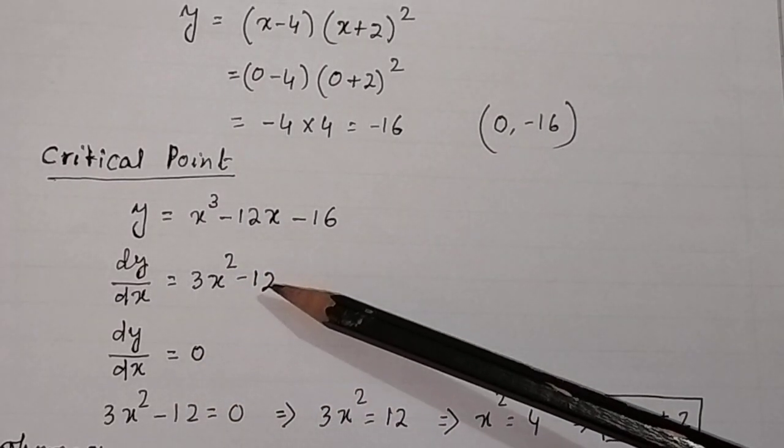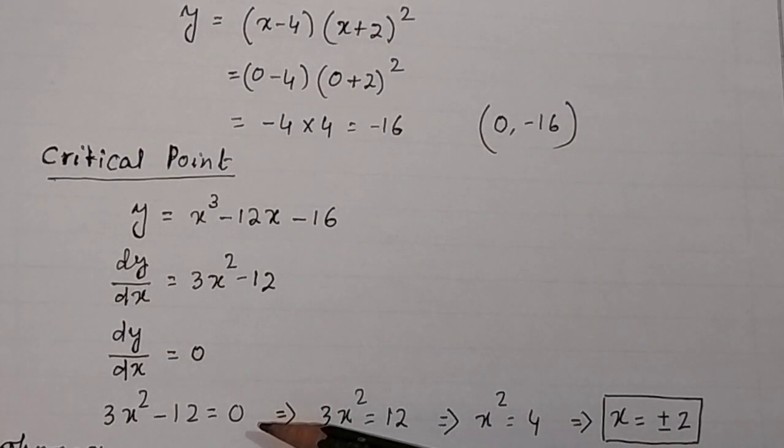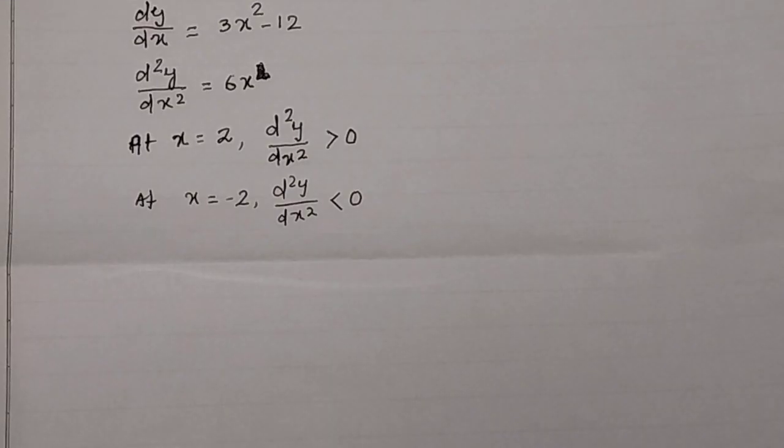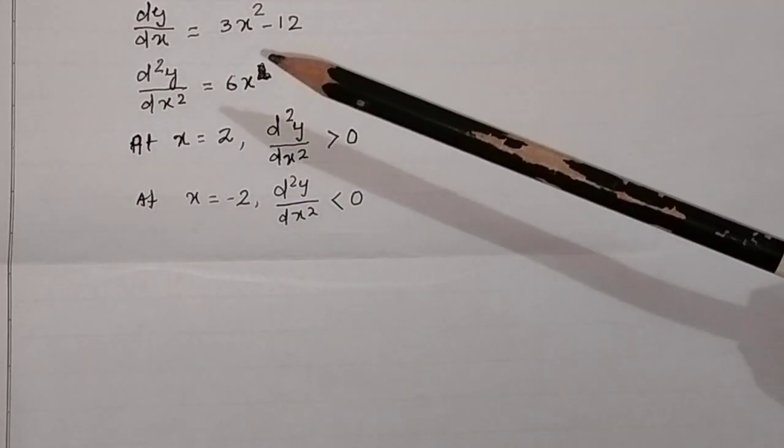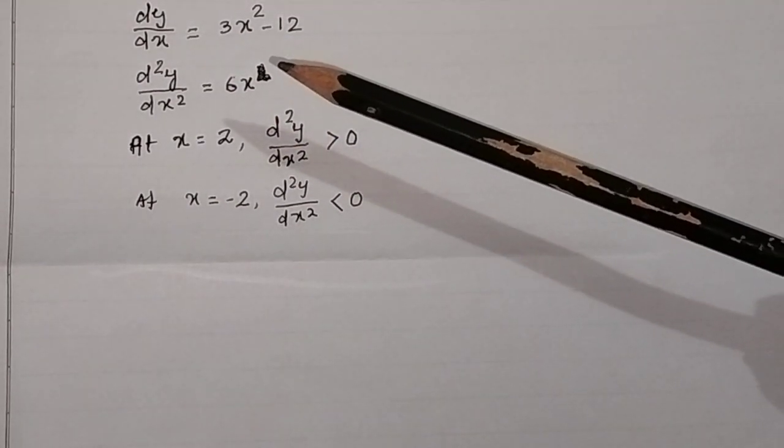So 3x square minus 12, that is equal to 0. So 3x square will be equal to 12, or x square will be equal to 4, or x will be equal to plus minus 2. So we will get the critical points, one at plus 2 and another one at minus 2. After finding the critical points, you have to test for the concavity of the function. For concavity we have to find out the second derivative.